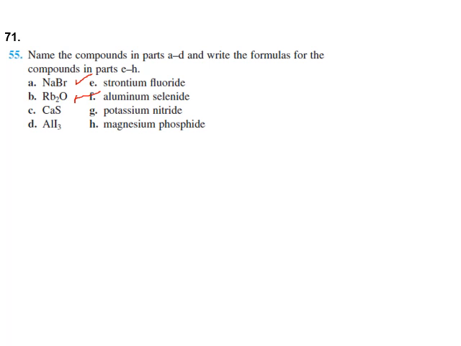So rubidium, you have to have 2 of them because they're +1. So rubidium 2 oxygen is going to be rubidium oxide, and that's all you put. Rubidium, oxygen changes to oxide. C, calcium and sulfur. So calcium sulfur becomes calcium sulfide. All of these are just type 1.